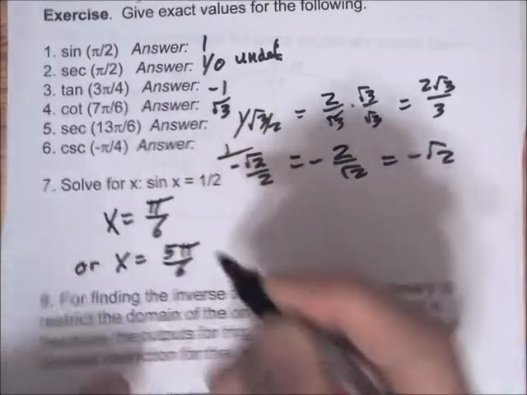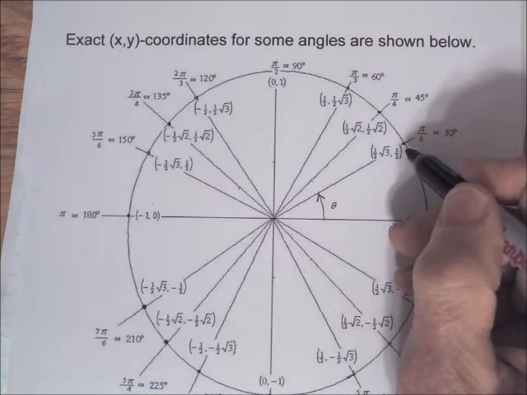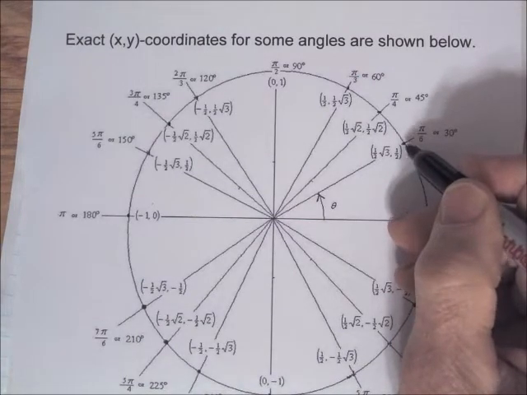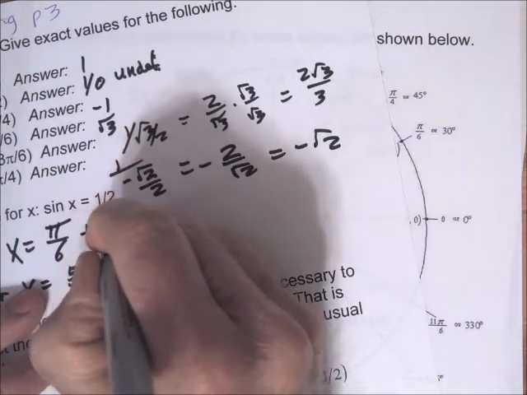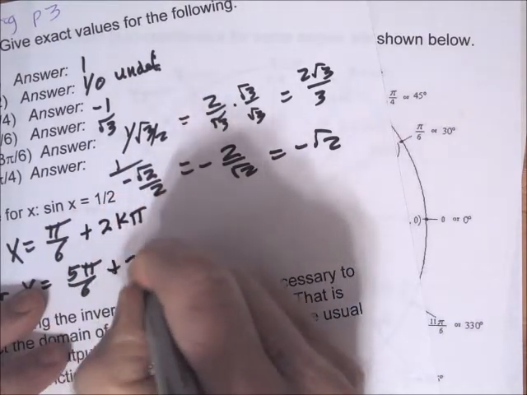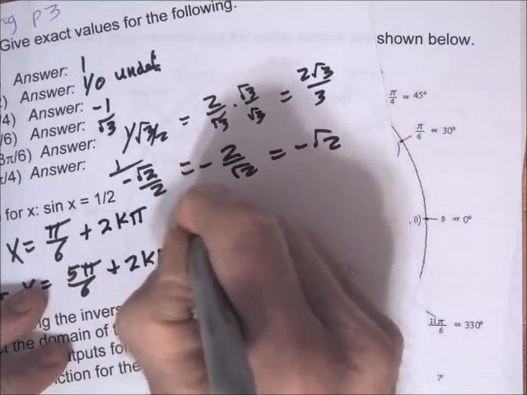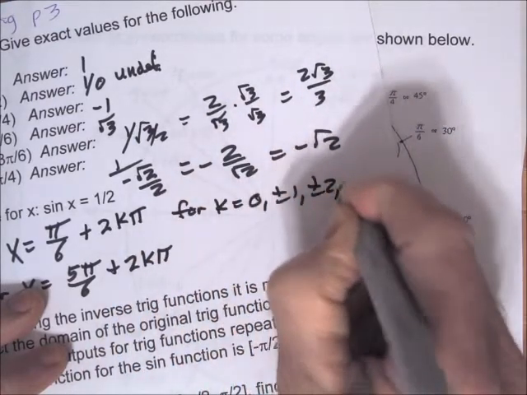But if we go once around the circle and land at pi over 6, that will give us the same terminal side, the same y-coordinate. So we could say plus any multiple of 2 pi, plus 2k pi for either one of these, for k equals 0, plus or minus 1, plus or minus 2, etc.